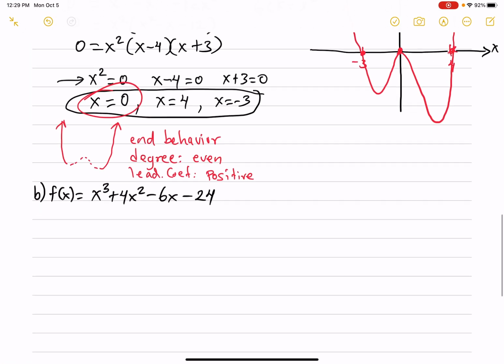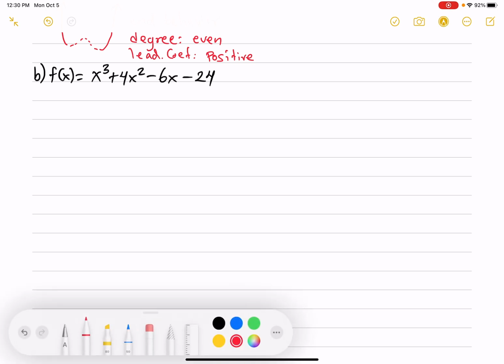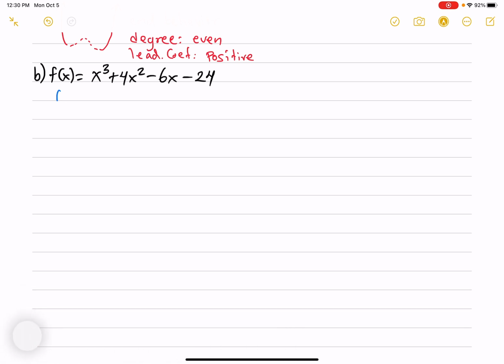let's go ahead and do our final example here. Since we're finding the zeros, we're going to let the function equal 0 so that we can find out what the zeros are. And this is what we have.